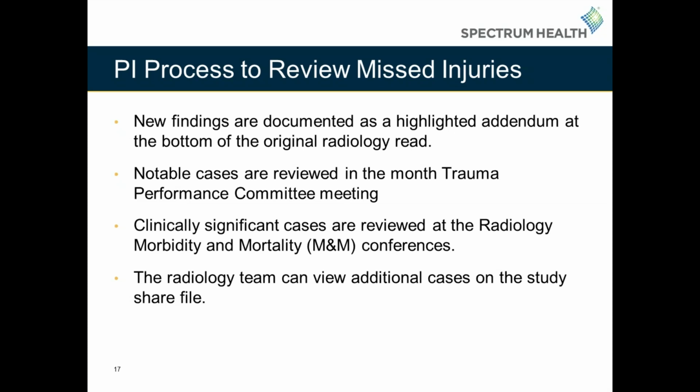But also, through this, the significant missed injuries are reviewed at the radiology morbidity and mortality. In the beginning, the liaison actually reported and reviewed every single missed injury case at the M&M review for radiology. But more so lately, it's been the significant cases because the rib fractures have gone through several times with the education going back. And then the radiology team can review additional cases on a study share file.